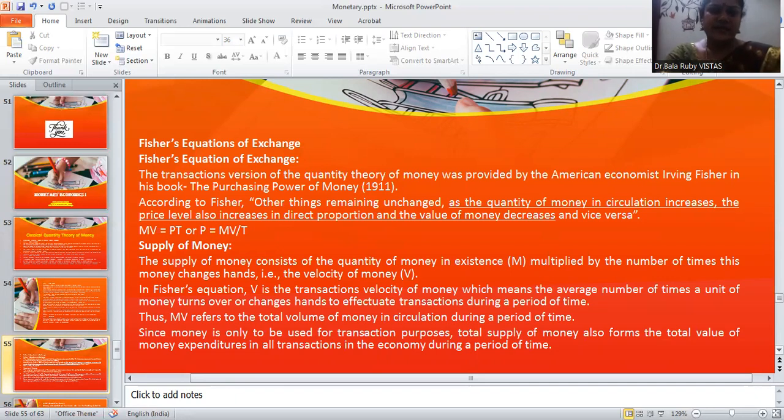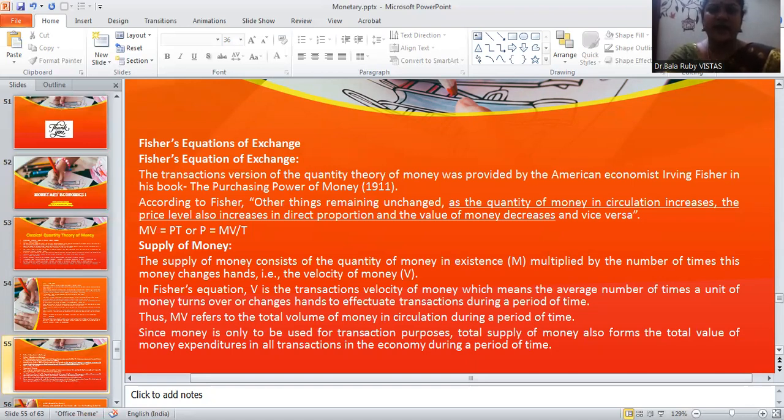The transaction version of the quantity theory of money was provided by the American economist Irving Fisher in his book The Purchasing Power of Money in 1911. According to Fisher, other things remaining unchanged, as the quantity of money in circulation increases, the price level also increases in direct proportion.